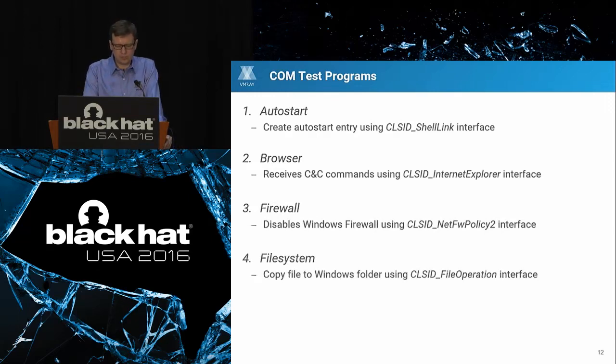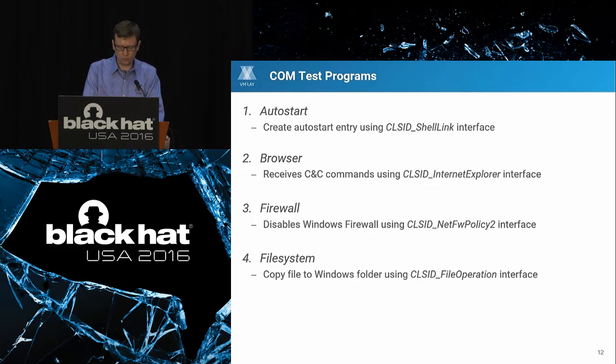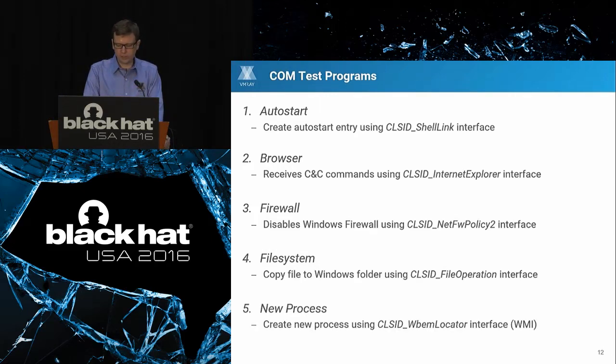The fourth test case is the file system test case, which copies itself into the Windows folder using the so-called file operation interface. And then finally, we have the new process test case, which basically forks itself, so it creates a new process of itself using the WMI interface, because for whatever reason that is possible with WMI.